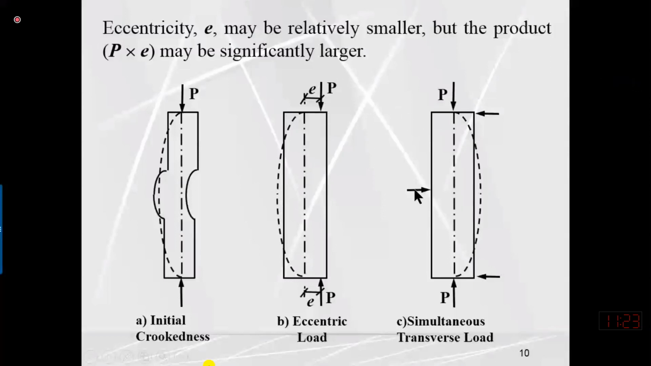Another source of bending moment will be that if lateral forces are acting along with the compressive force, due to this lateral force there will also be some bending moment. So this is a simultaneous acting of the transverse force along with the axial force.